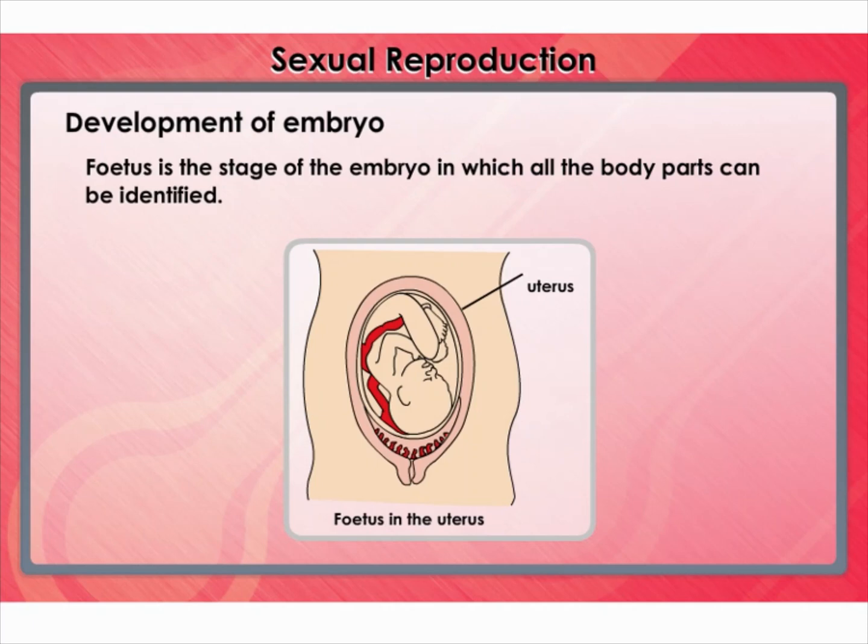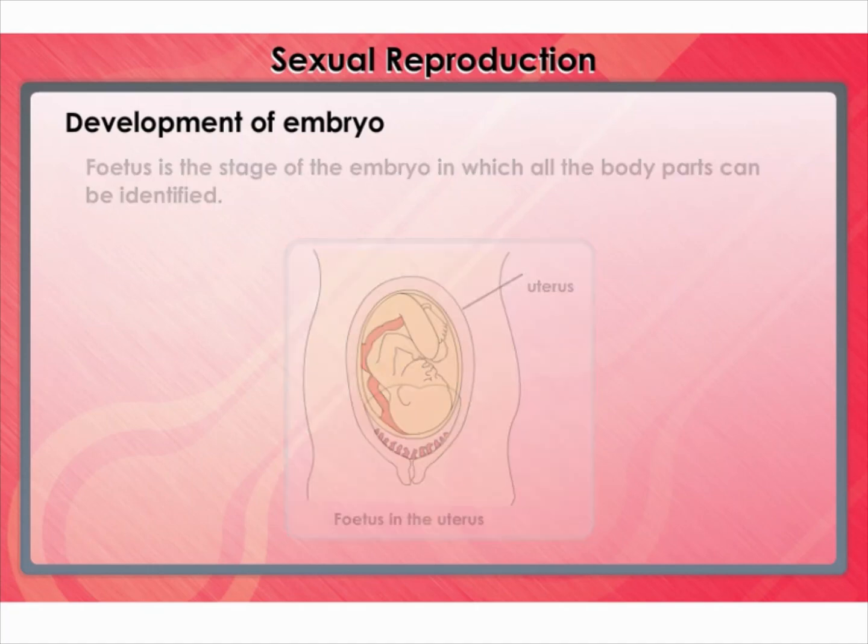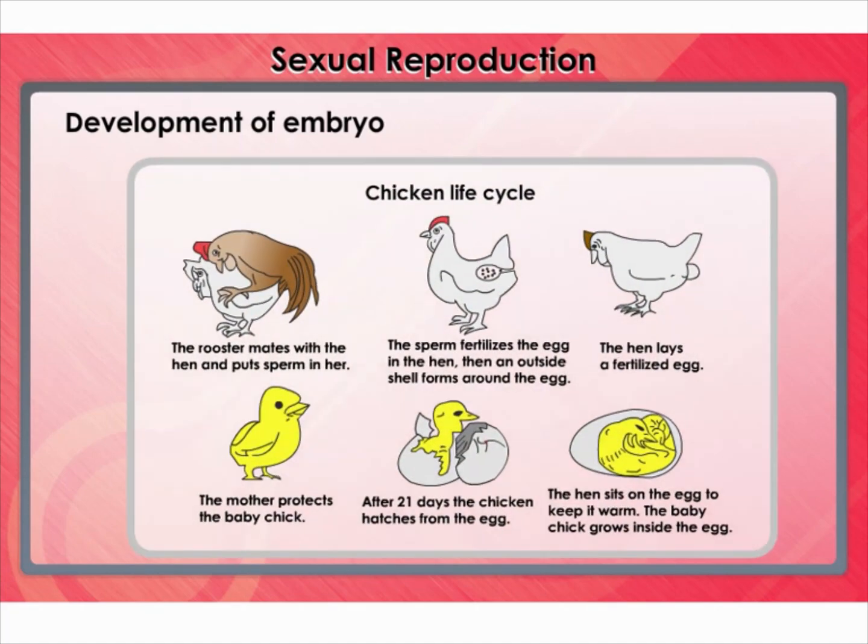Soon after fertilization, the zygote divides repeatedly and travels down the oviduct. As it travels down, many protective layers are formed around it. The hard shell that you see in a hen's egg is one such protective layer. After the hard shell is formed around the developing embryo, the hen finally lays the egg.